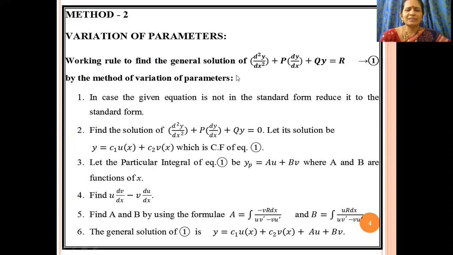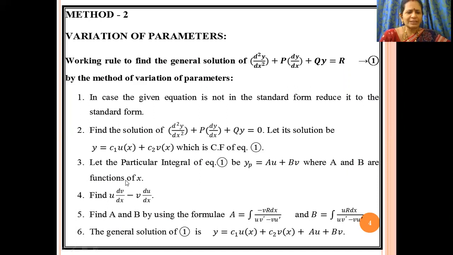Working rule to find the general solution of d square y by dx square plus p into dy by dx plus qy is equal to r. Let this be equation 1. By the method of variation of parameters, what is the working rule? First, in case the given equation is not in the standard form, reduce it to the standard form. After that, find the solution of the equation we have taken, and suppose we get the solution, let it be like this, which is the complementary function of equation 1.